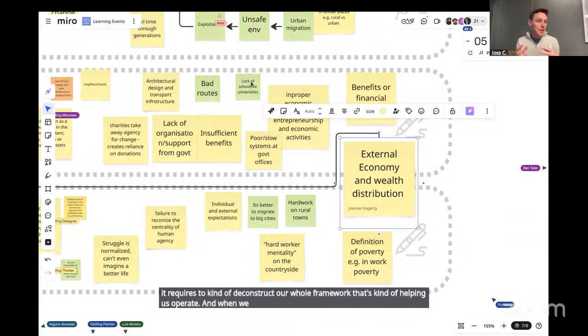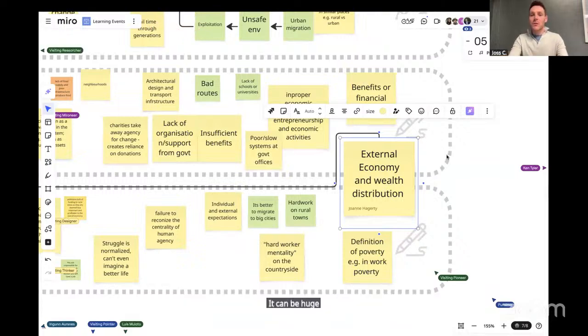It requires us to deconstruct our whole framework that's helping us operate. And when we do that, we're not as effective. We have to reconstruct that again to go and operate in the world. So it can be hugely challenging for a lot of people. Yeah.